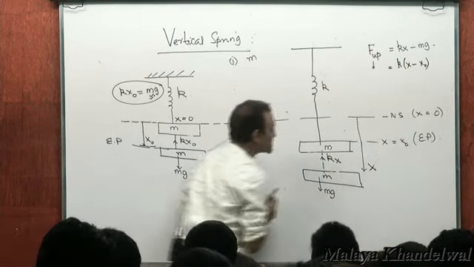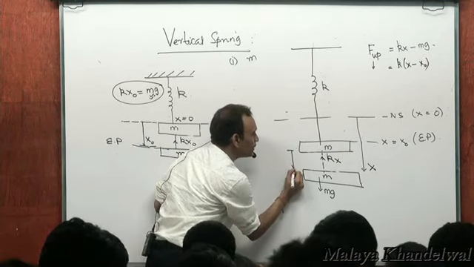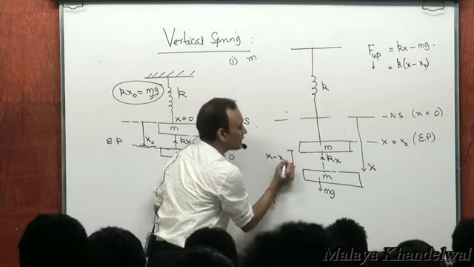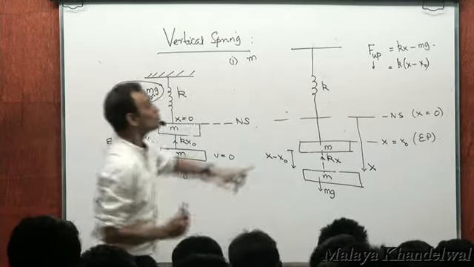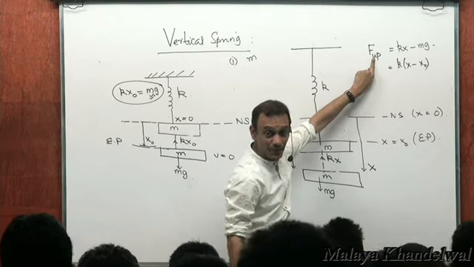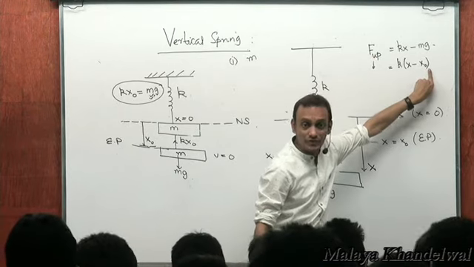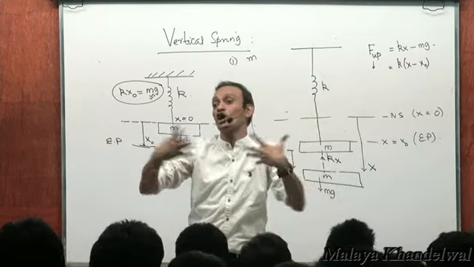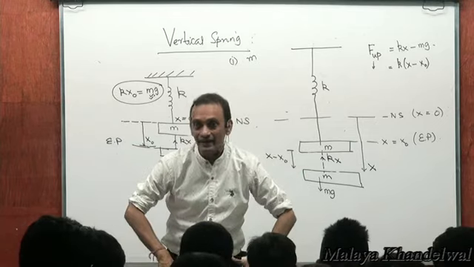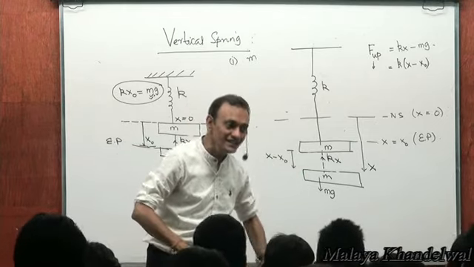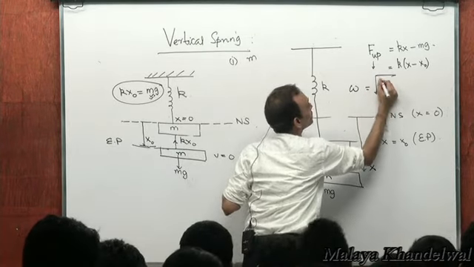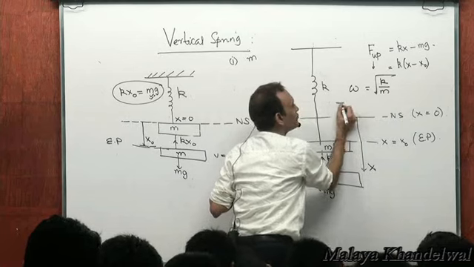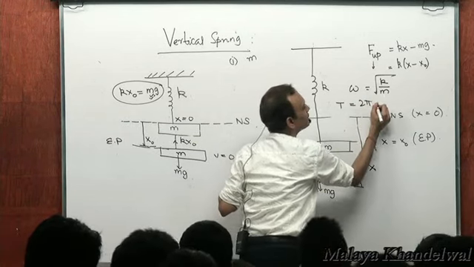What's x minus x naught? It's the displacement from the mean position. So the restoring force acting on the particle is proportional to displacement from the mean position. The force constant for this oscillator is k. So the omega of oscillation is going to be root k by m. The time period of motion is going to be 2 pi by omega.